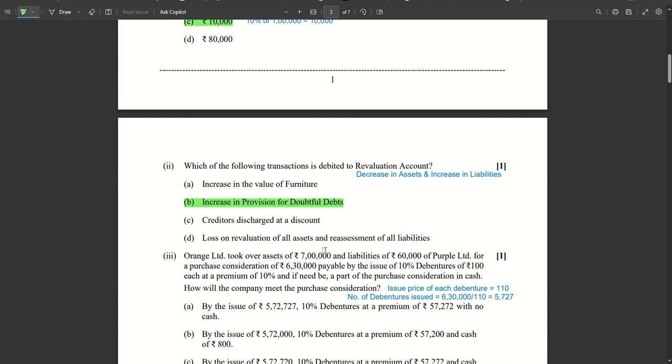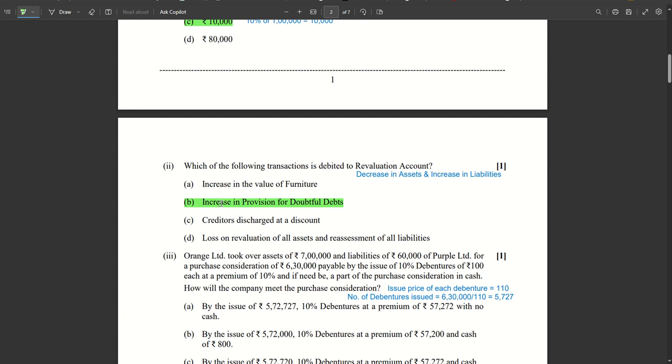The second one that we have, again, this you have to understand. Use your basic understanding of accounting. Which of these transactions is debited to revaluation account? For that, you should know that decrease in assets are debited to revaluation account and increase in liabilities are debited to revaluation account, right? And vice versa for the credit ones. Here we are focusing on the debit ones only.